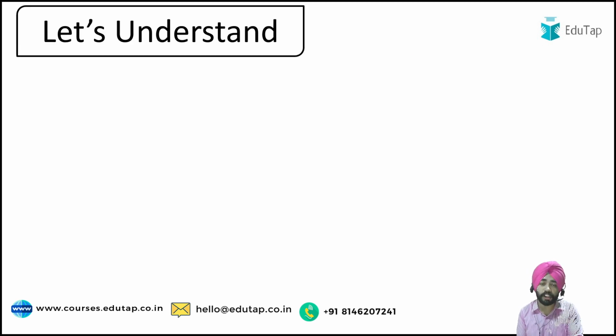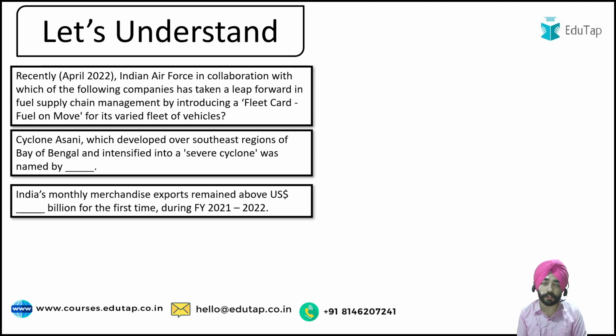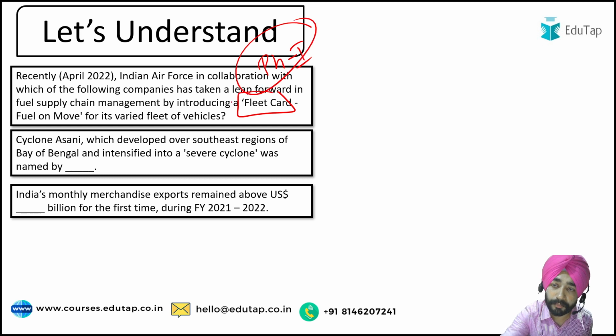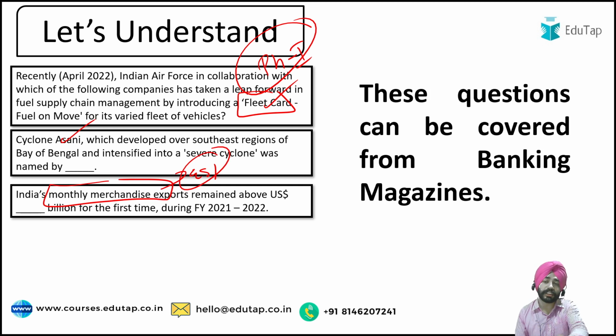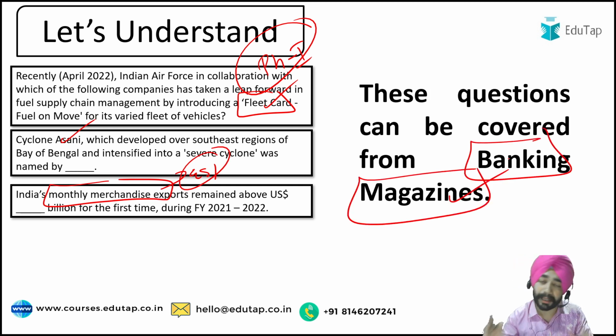So from these kinds of magazines, guys, you could solve these kinds of questions. You can see the question that was asked in Phase 1 of RBI on the fleet card fuel movement, and a Cyclone Sani question was also asked. India's monthly merchandise exports, which is a question related to the ESI sector, has been asked in the examination. So these kinds of questions can be solved from these banking magazines. So banking magazines could be utilized for the first part, that is the current affairs section.